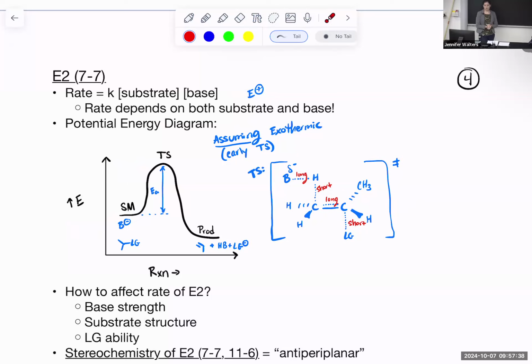Okay. So we're going to affect our rate by looking at our base strength, our substrate structure, and our leaving group ability. So essentially, our E2 is going to be affected in similar ways as SN2, which makes sense because you need both the base and the electrophile in the rate determining step. So both are going to impact our rates. Before we get to rates, though, I want to look at this stereochemistry assignment. The fact that I told you that your hydrogen and your leaving group have to be 180 degrees from each other.